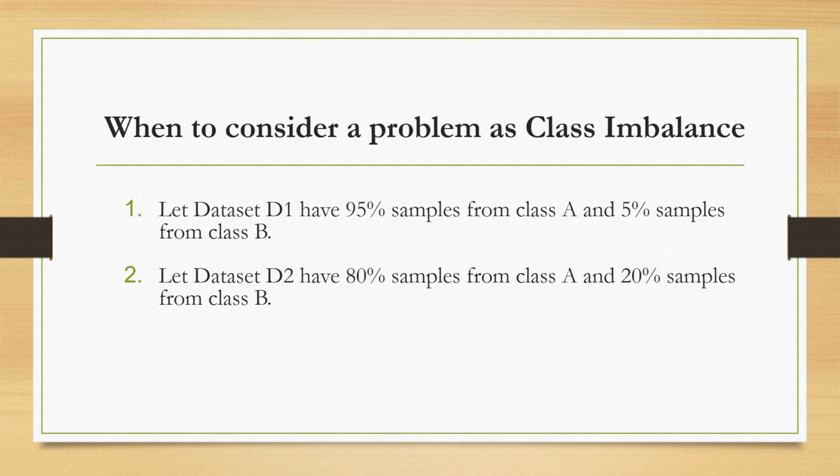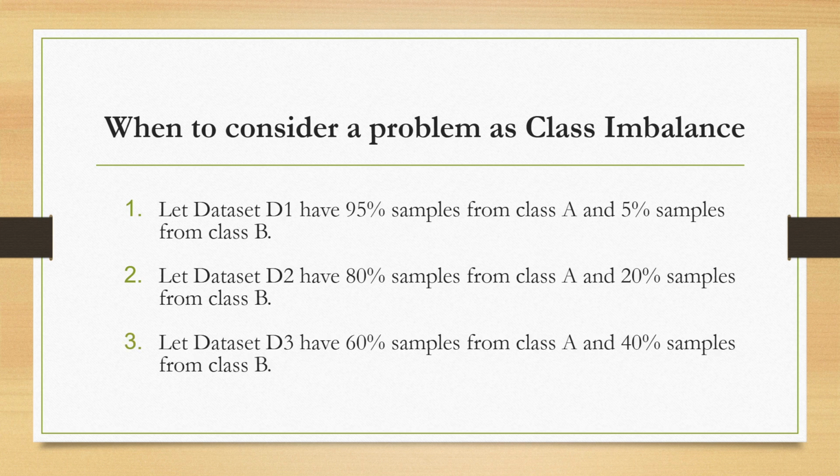Let us consider another data set. Another data set D2 has 80% samples from class A and 20% samples from class B. Even this is considered a class imbalance problem, but not as high as for dataset D1. For dataset D2, class imbalance is there, but not of the same severity as dataset D1. Okay.